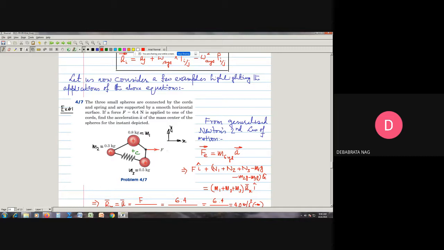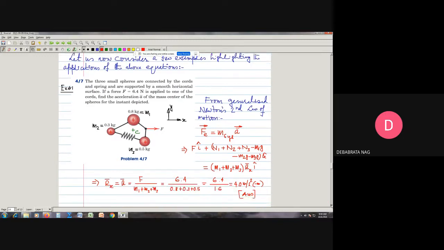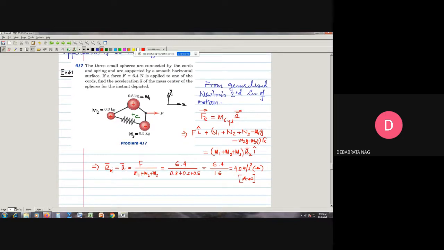So we can therefore say that it should be equal to mc, the sum of the three masses m1 plus m2 plus m3, into a bar x, the x component of the acceleration of the center of mass, which happens to be the total acceleration of the center of mass in the absence of any other component of acceleration along the other directions. So it is pretty clear that the acceleration of the center of mass a bar x, which is its total acceleration, is equal to F divided by m1 plus m2 plus m3.